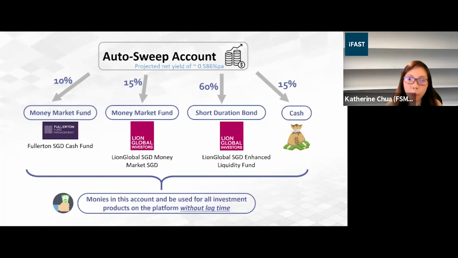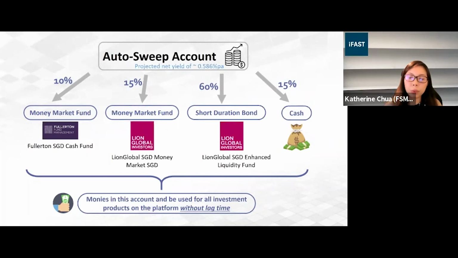So this is the 4-part composition that makes up your Auto Suite account. It allows your idle cash to compound returns while waiting for your next investment opportunities in the market. The funds are very liquid. You can use them to pay for anything on our platform, even a non-Sing dollar product. There's actually no lag time.